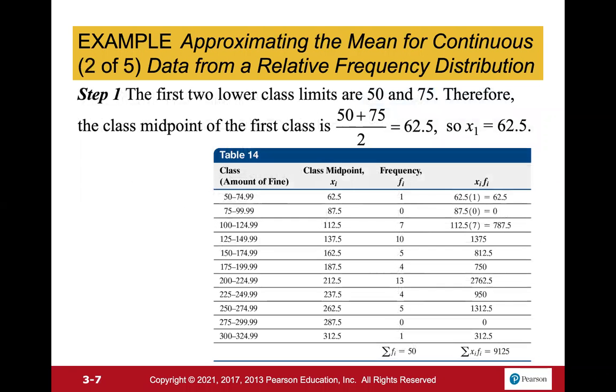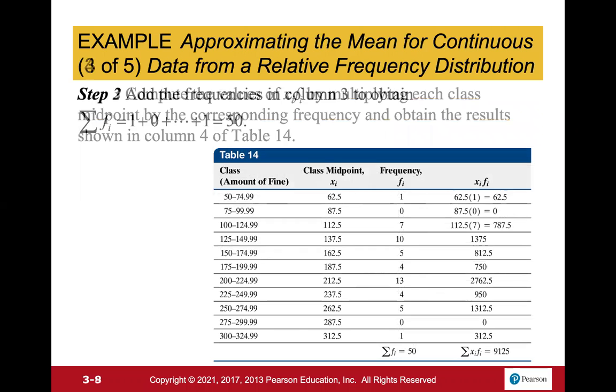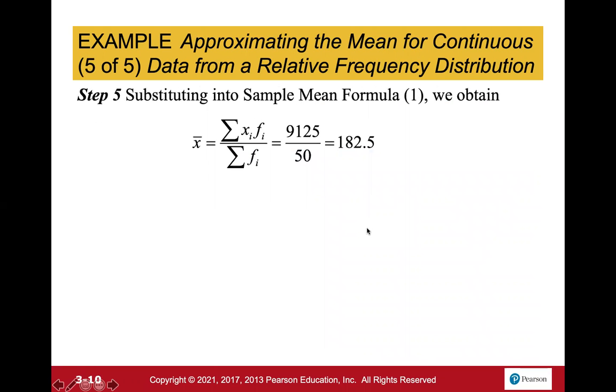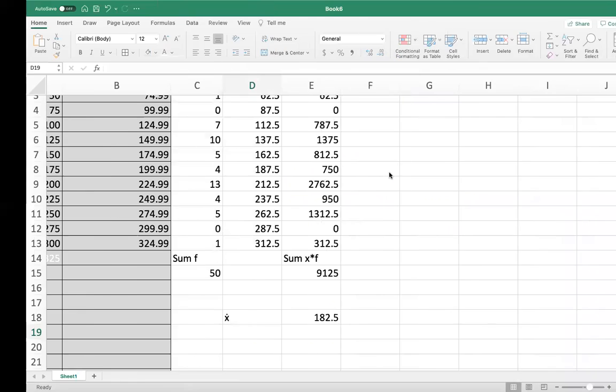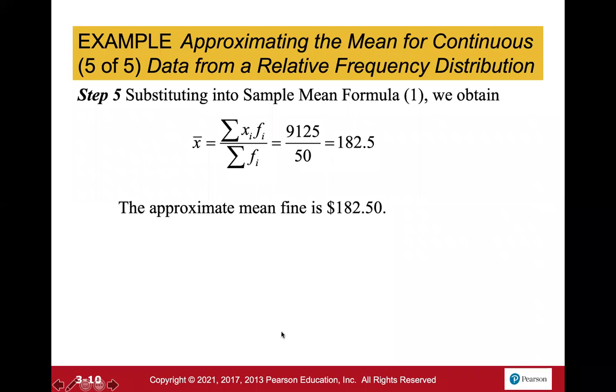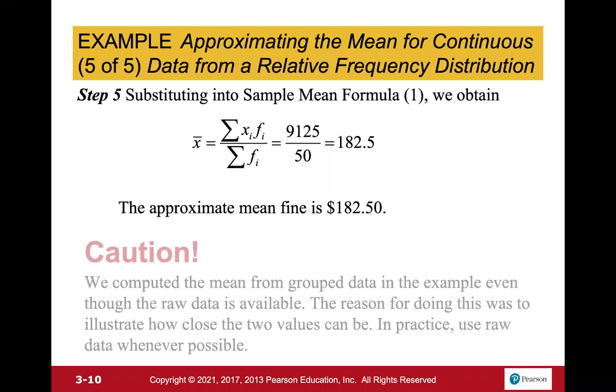And let's see if we missed anything. So again, we found our midpoints, the frequencies, the product of the frequencies, then we had the sum of the frequencies, the sum of the products. And there we go. We divided the two, 182.5. All right, so now the approximate mean fine is 182.5.